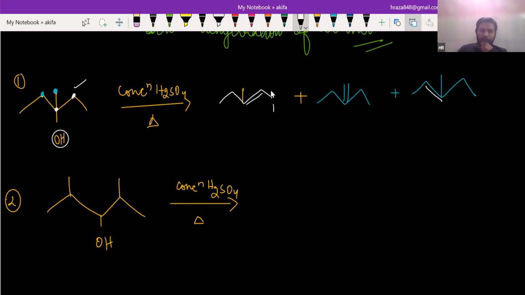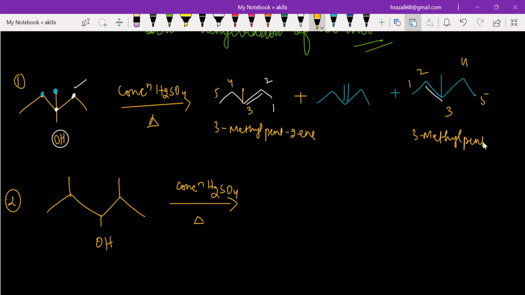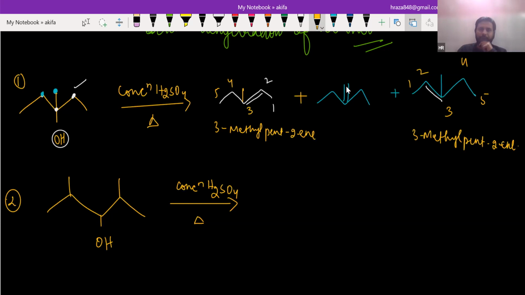Now name it. 1, 2, 3, 4, 5. You can see 3-methylpent-2-ene, right? Numbering it 1, 2, 3, 4, 5, the name will be 3-methylpent-2-ene. Are you getting my point? Yes. And this both have the same name. That means identical compound, that means only one product is formed. Are you getting my point?